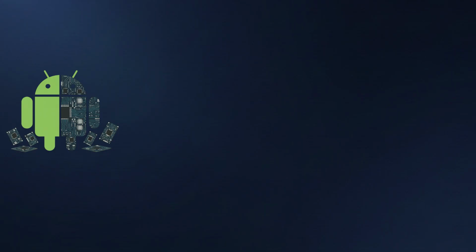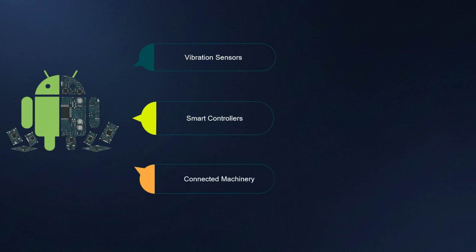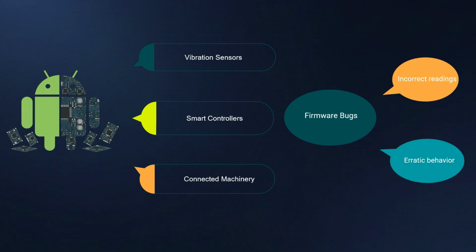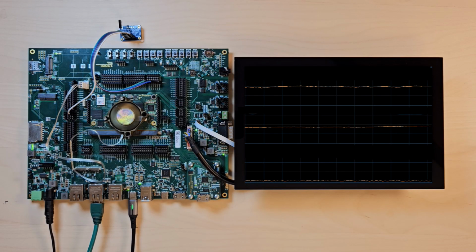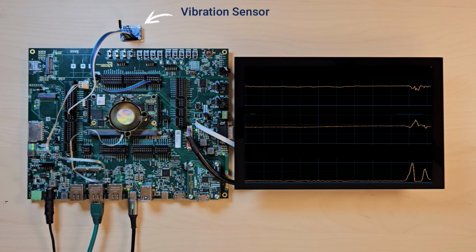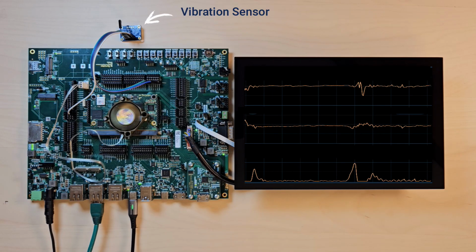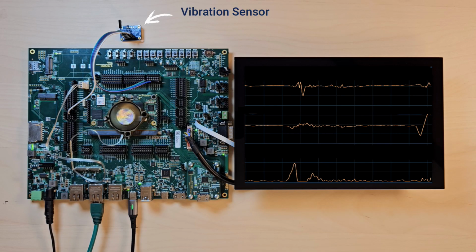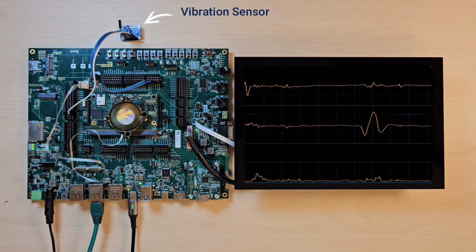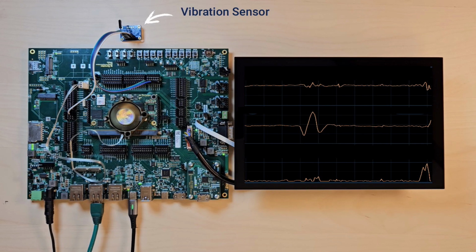Here's another DCU use case. In industrial and embedded environments, Android-based devices like vibration sensors, smart controllers, or connected machinery can occasionally suffer from firmware bugs. These issues may cause incorrect readings or erratic behavior. For instance, a vibration sensor reporting random spikes due to flawed filtering or threshold logic. Traditionally, fixing such issues would require a full system update or a manual intervention, which can be time-consuming, risky, and disruptive. With device control updates, the solution becomes precise and streamlined.